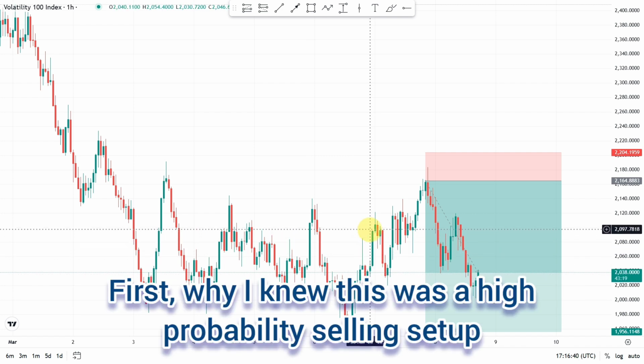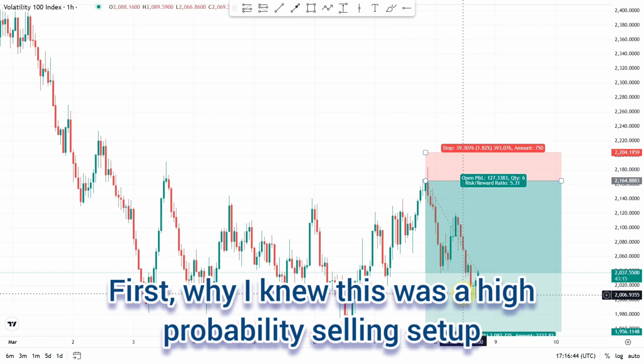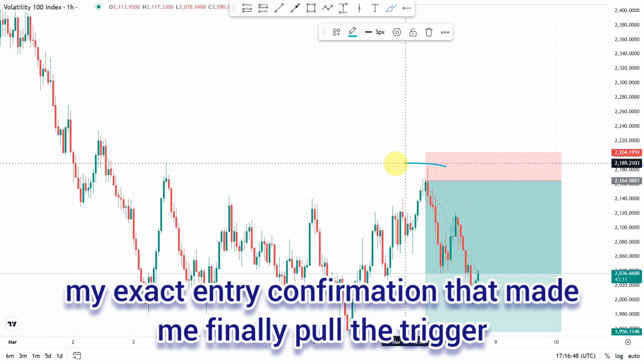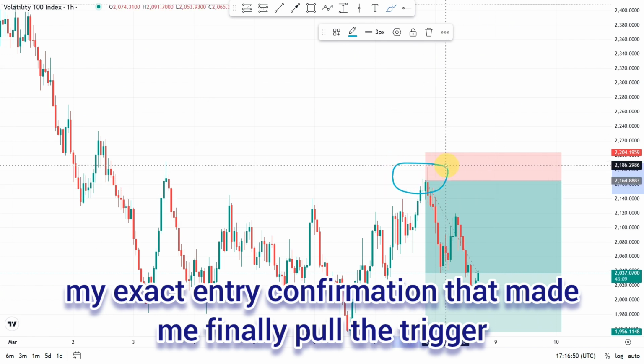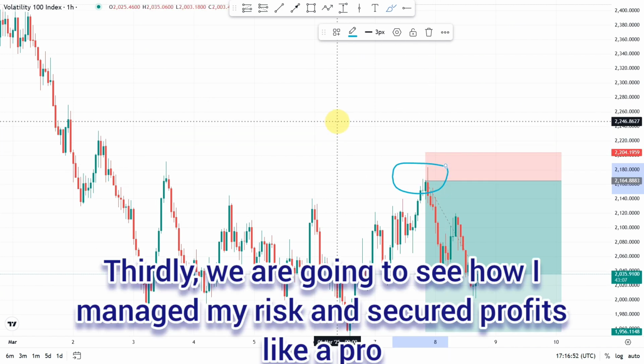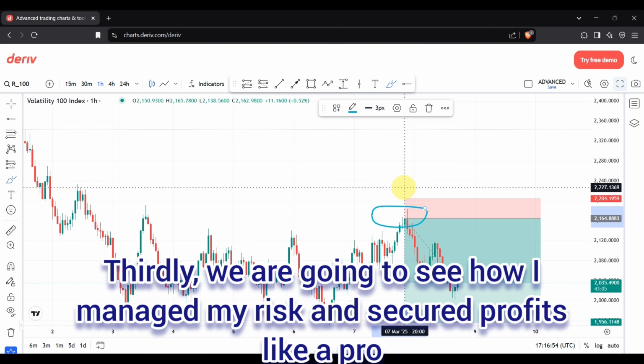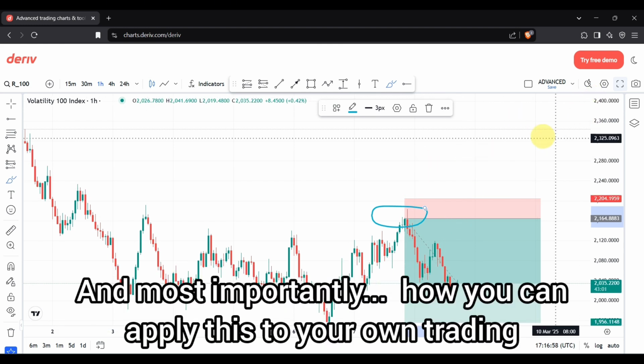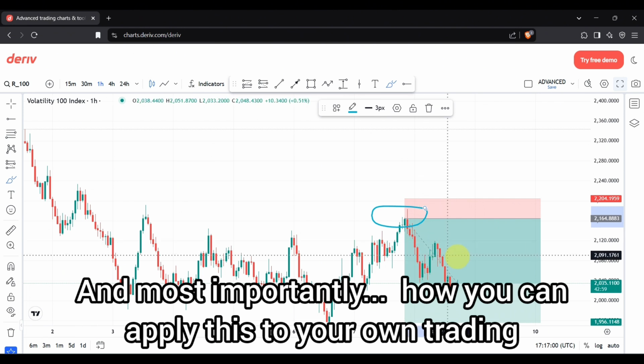Today, I will walk you through the following. First, why I knew this was a high probability selling setup. Secondly, we are going to see my exact entry confirmation that made me finally pull the trigger. Thirdly, we are going to see how I manage my risk and secure profits like a pro. And most importantly, how you can apply this to your own trading.